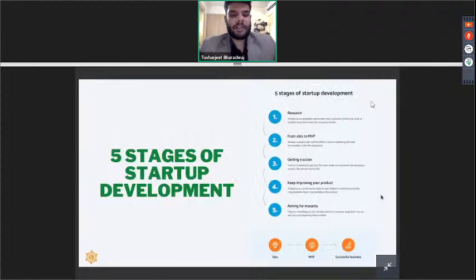Then what are the stages of startup development? There are 5 stages of startup development. The first one is research: analyze your competition, get to know your customers, find out as much as possible about the market you're going to enter. Second one is from idea to MVP: release a product with minimal effort. Focus on delivering the basic functionality to test the assumption.